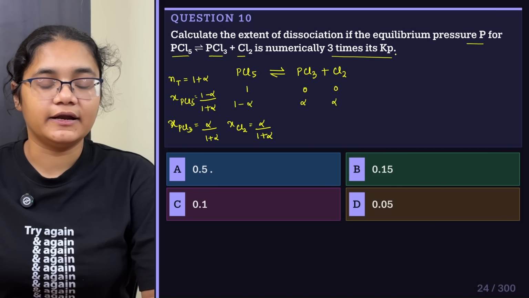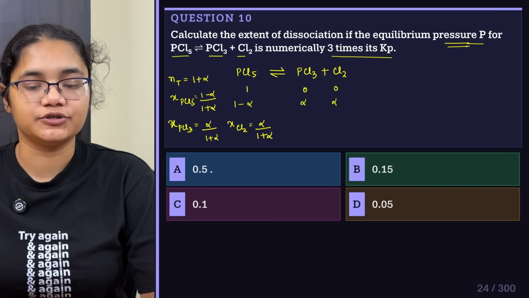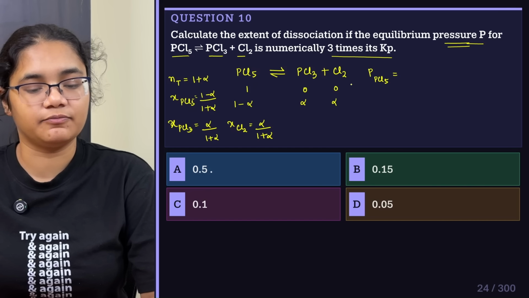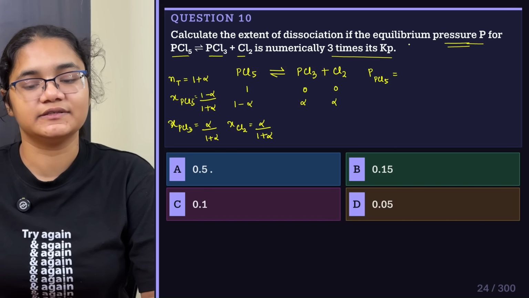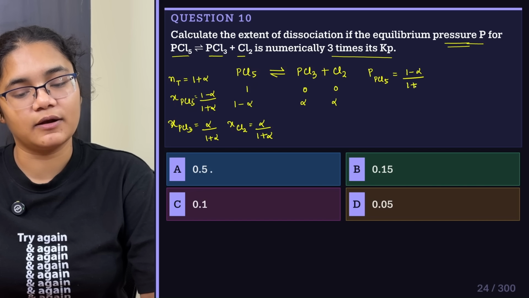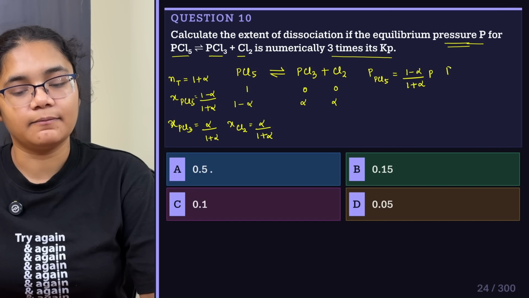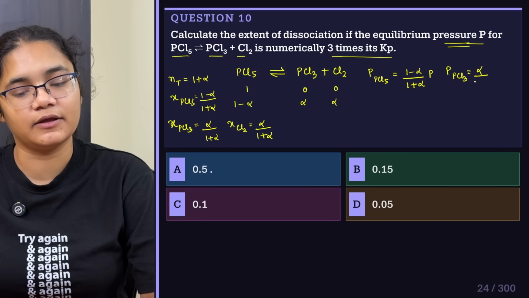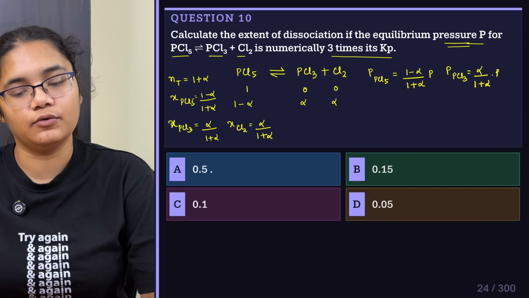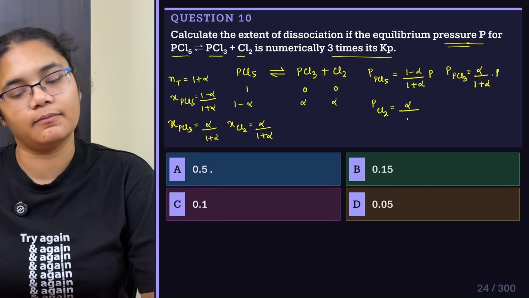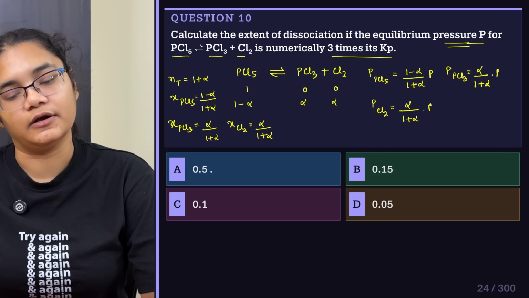Okay, now it is saying that the equilibrium pressure is P. So what is the partial pressure of PCl5? Partial pressure of PCl5 will be the mole fraction of PCl5 into the total pressure. So (1 minus alpha) by (1 plus alpha) into P. Then partial pressure of PCl3 will be alpha by (1 plus alpha) into P. Next, partial pressure of Cl2 will be again alpha by (1 plus alpha) into P.